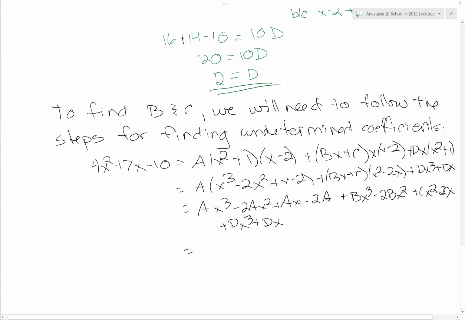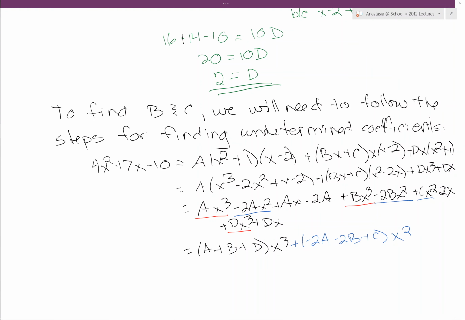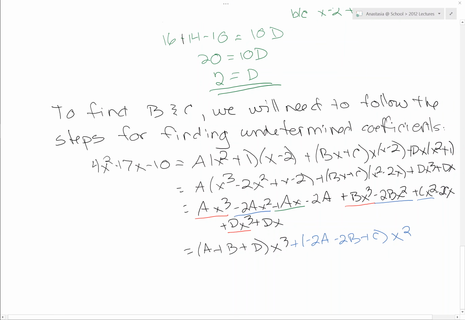Now, if we combine our like terms, we have a plus b plus d x cubed. So we can see where that comes from, ax cubed, bx cubed, and dx cubed. Then we have a negative 2ax squared, a negative 2bx squared, a cx squared. So we're going to have plus negative 2a minus 2b plus c x squared. Then we'll have plus an ax minus 2cx and plus dx. So we'll have plus a minus 2c plus d x.